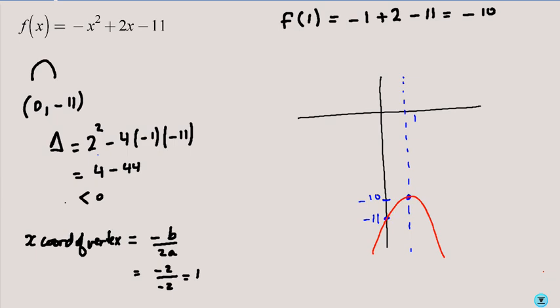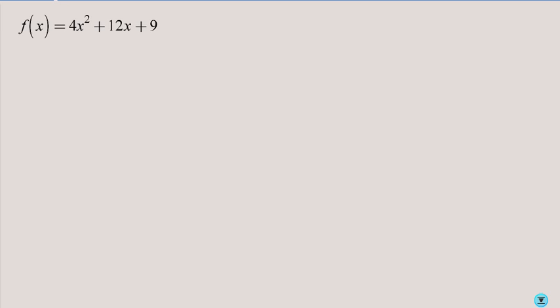Let's try another example. Let's consider this. Again, it's very obvious that the parabola is concave up because the coefficient of x squared is positive. Looking at the value of c, we know that the y-intercept is (0, 9). Next, we go to the discriminant to tell us more about this parabola.